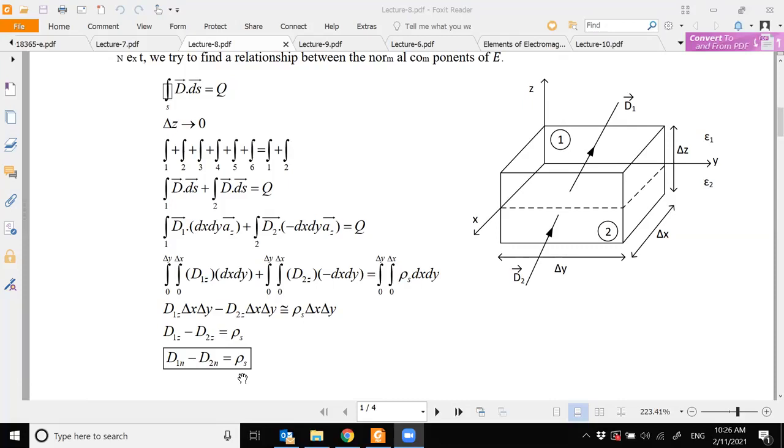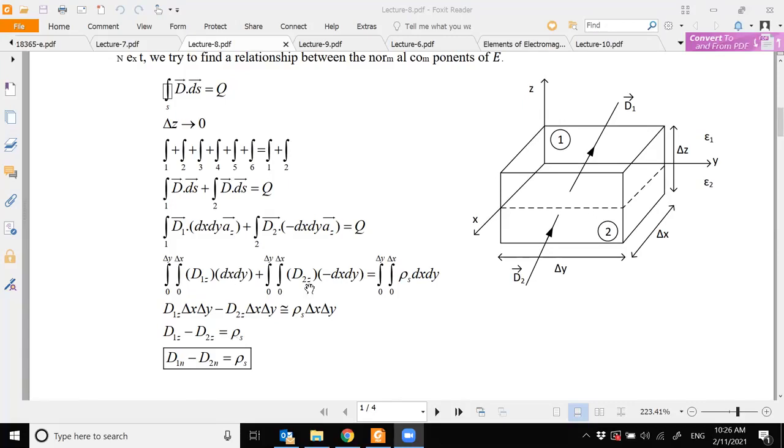What about the other way? Suppose I enter from region 1 and leave in region 2, then in that case what will happen? This will change. It will become D2n minus D1n is equal to rho s.